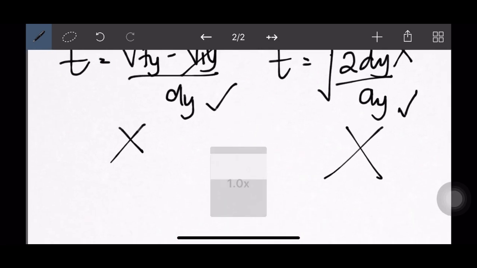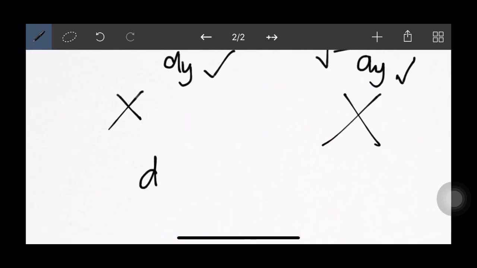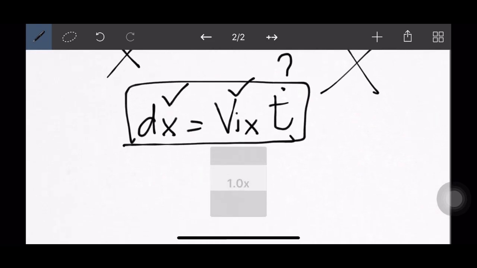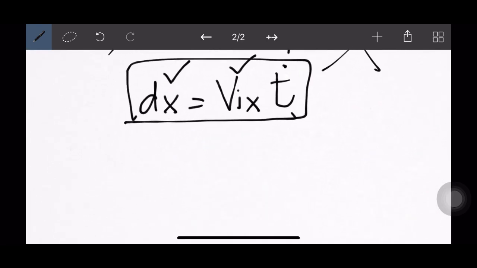Okay, let's try to look at the formula for the range of a projectile. That is dx equals vix times time. Familiar? Okay. So by this certain formula, let's check. We have dx, okay, that is given. We also have vix, correct? So it means that we can now solve for time, using the formula of the range of a projectile.